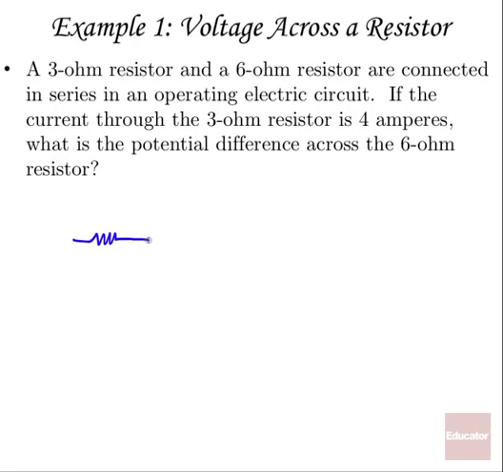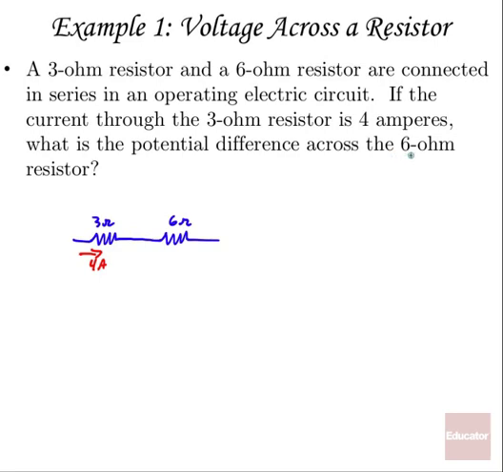circuit, we must have a 3 ohm resistor and a 6 ohm resistor. 3 ohms, 6 ohms. And there has to be more to the circuit, but we'll just draw that piece for now. If the current through the 3 ohm resistor is 4 amps, so we have 4 amps going through the 3 ohm resistor, what's the potential difference across the 6 ohm resistor?